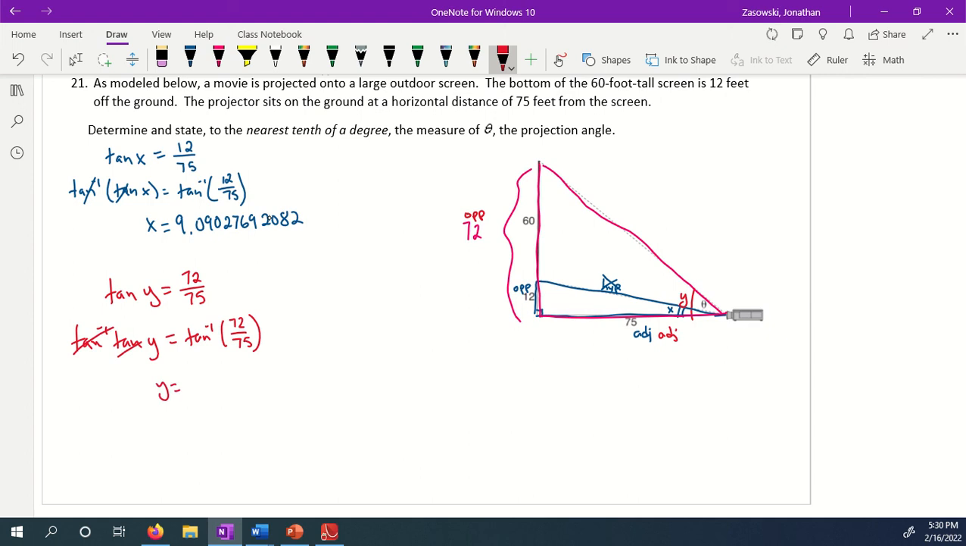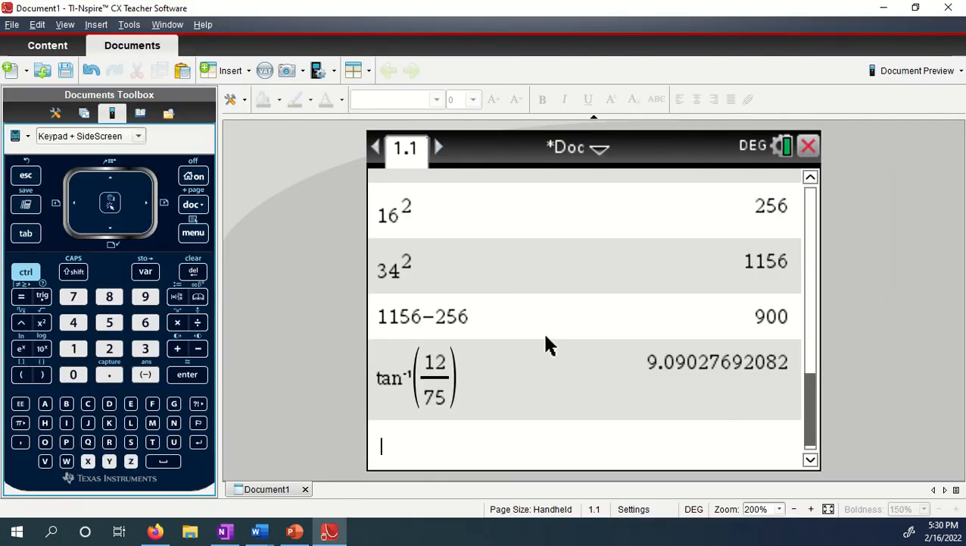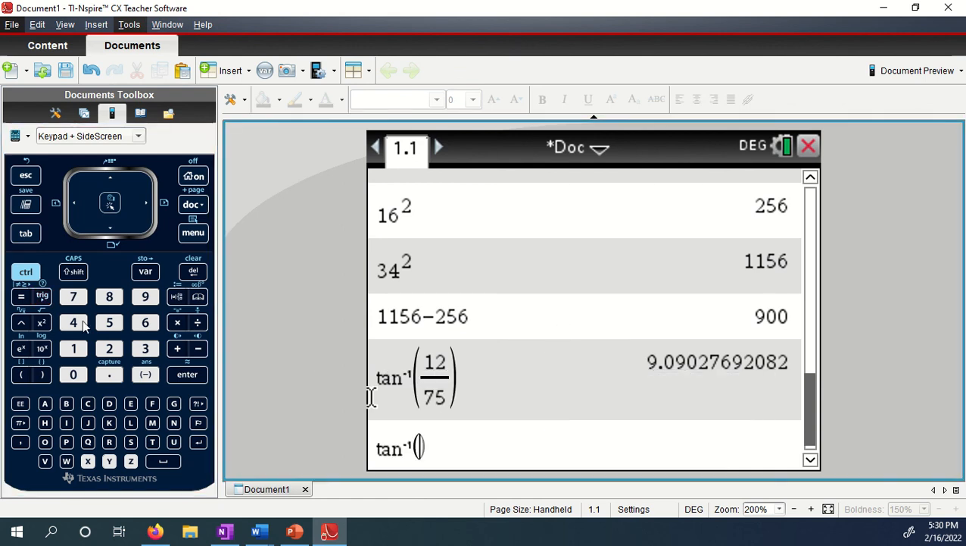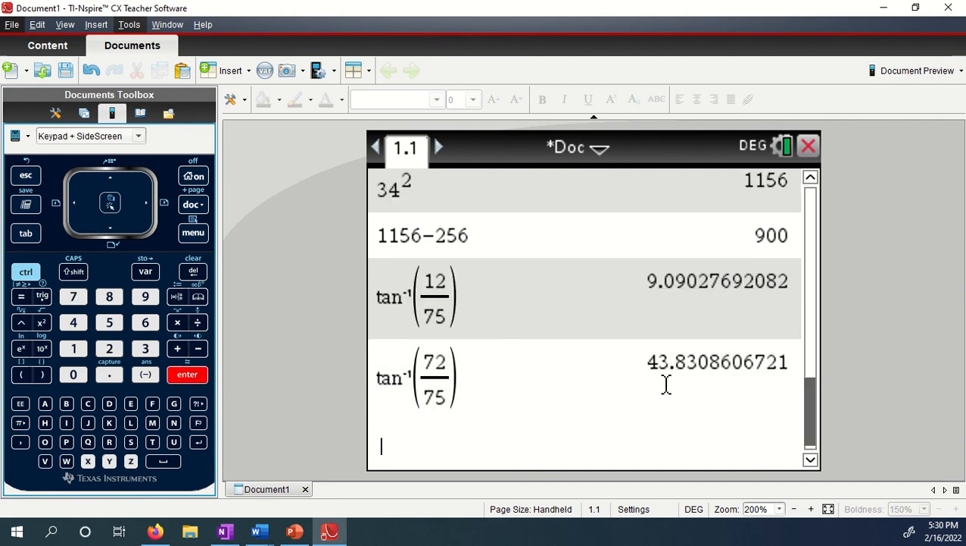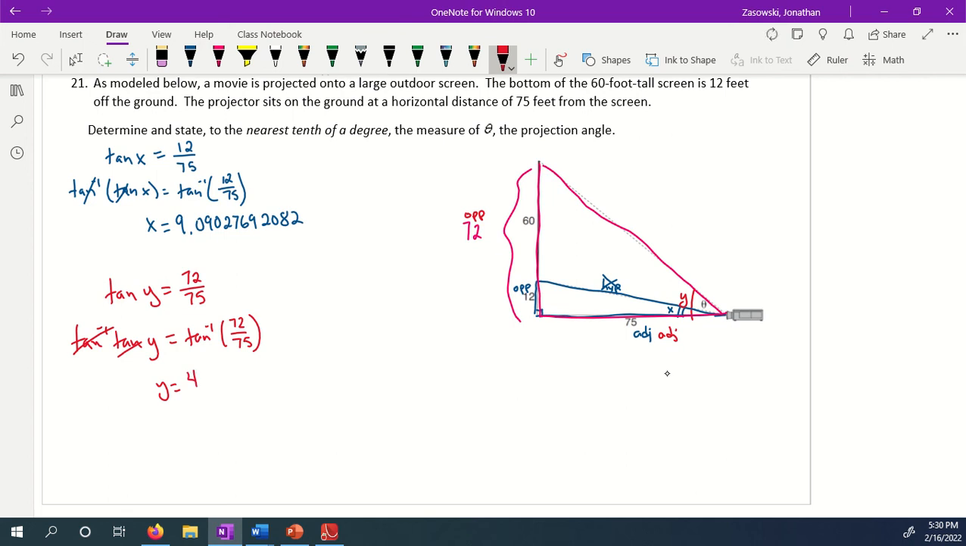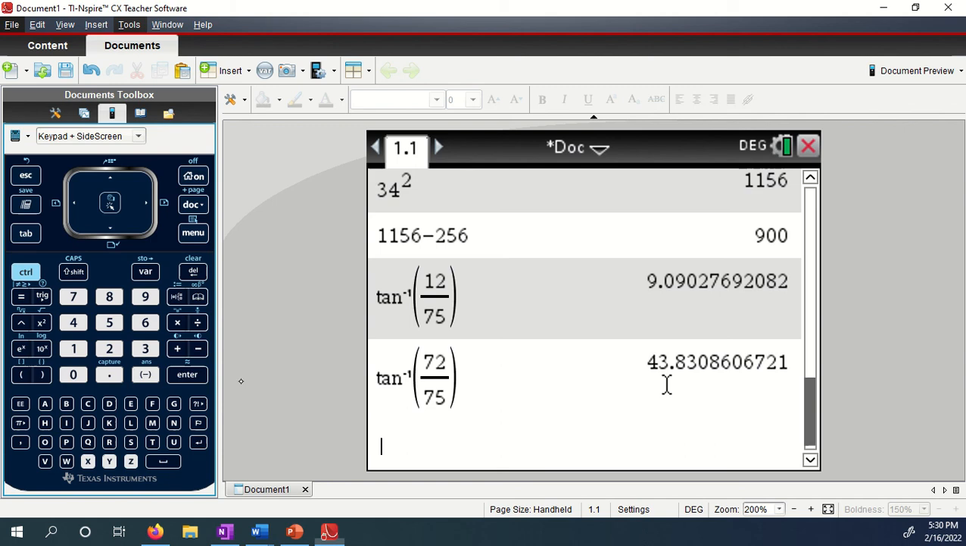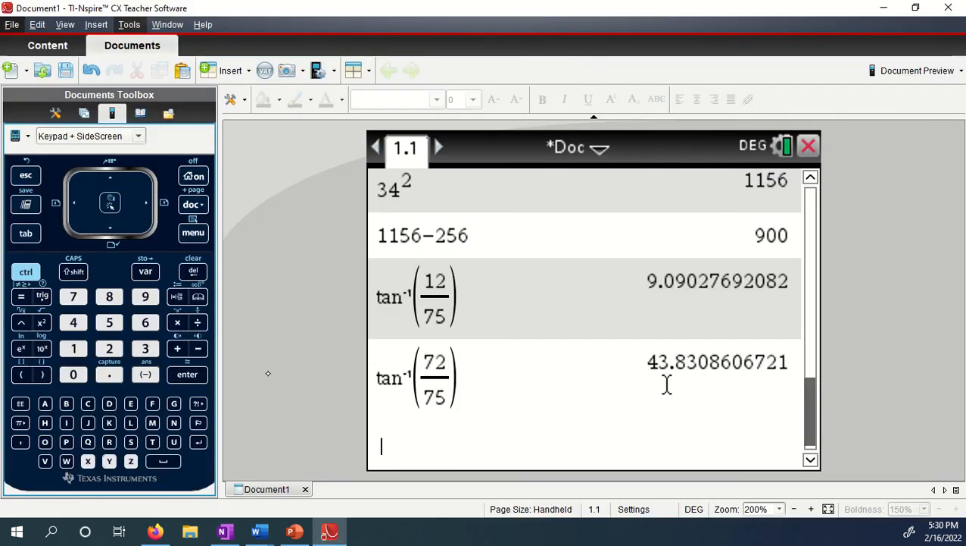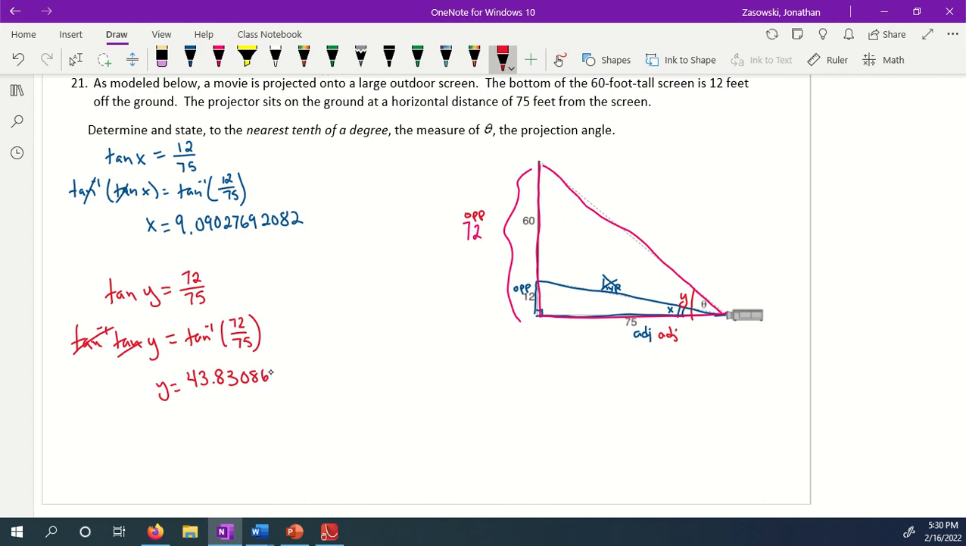All right, and y is going to equal, we're going to grab our calculator here. We're going to go to trig. That's right, tangent inverse, 72 over 75. It's a side length in a triangle, kiddo. 43.8... Hold on. I know you're excited to tell us stuff.